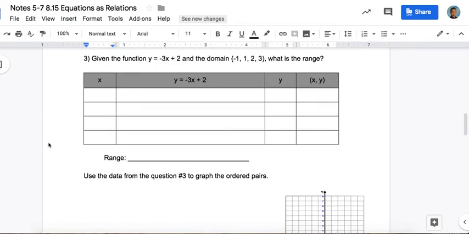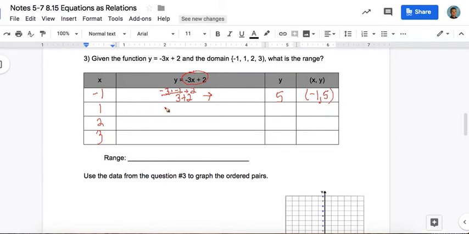Okay, given the function y equals negative 3x plus 2 and the domain of negative 1, 1, 2, and 3, what is the range? So now we're going to plug it in, and here's my rule. Negative 3 times x plus 2 will give me the y value. So we're going to do negative 3 times negative 1 plus 2. Order of operations will tell me to do this first, and negative 3 times negative 1 is 3, and 3 plus 2 is 5. So we have negative 1, 5.